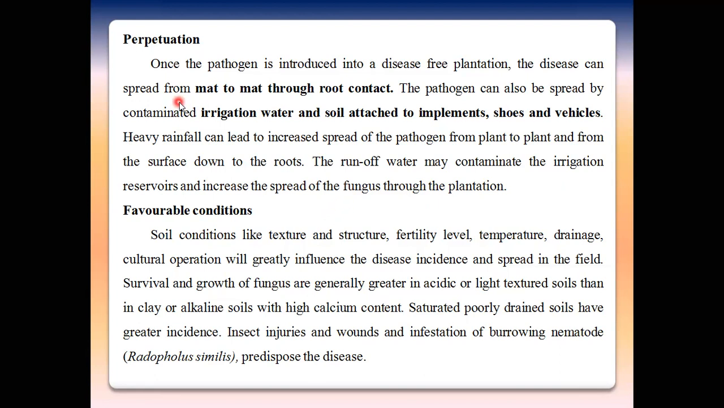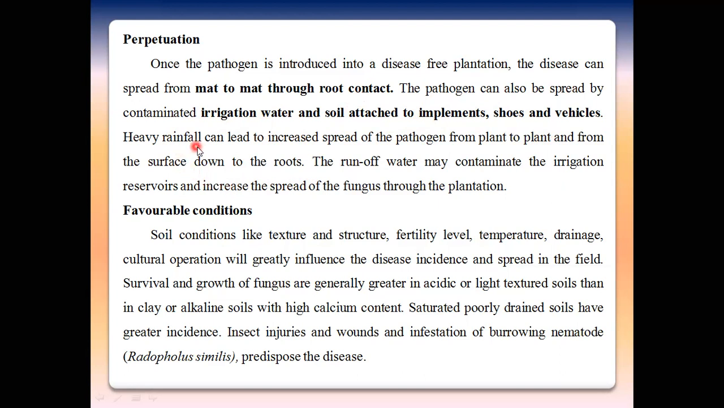Okay, means spread of the disease from one plot to another plot or one plant to another plant through root contact. Means use of the diseased rhizomes or suckers for planting purpose, so initiate the initial infections. Okay, so already this is produced in the banana plants, so these pathogens spread through irrigation water or soil attached with the implements, shoes and vehicles.